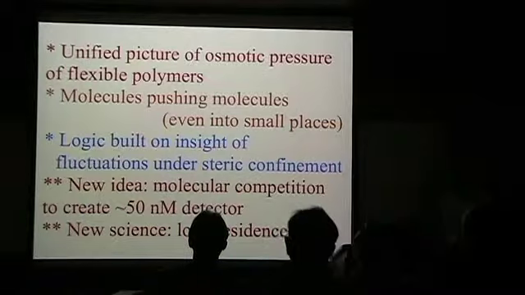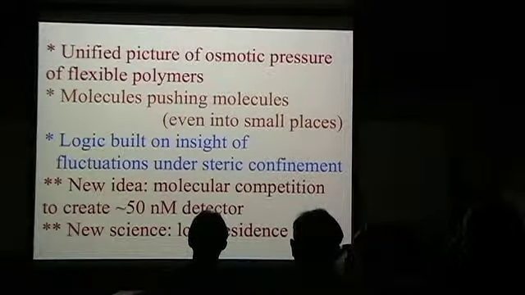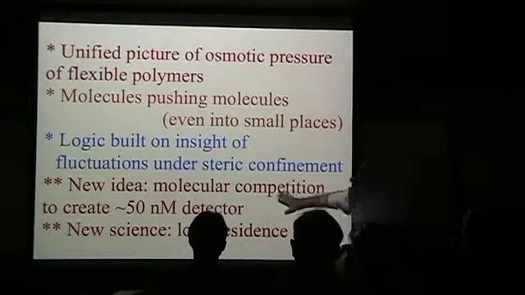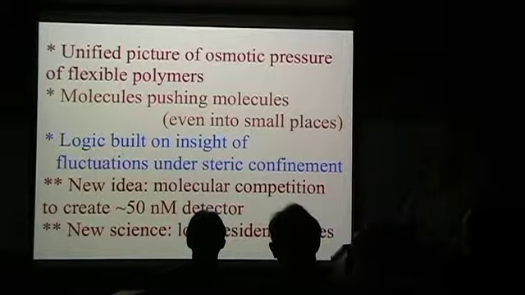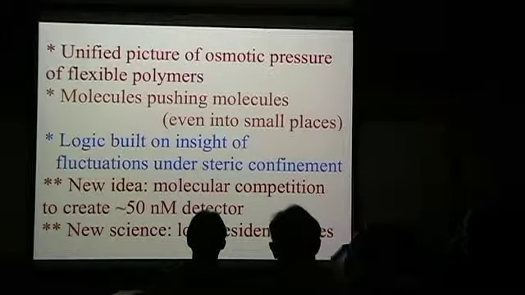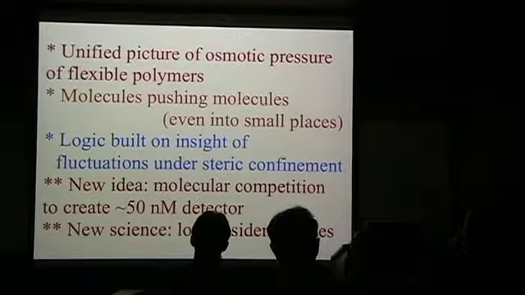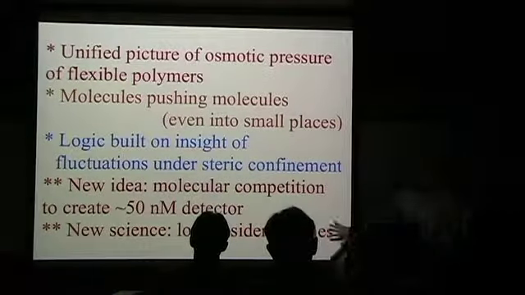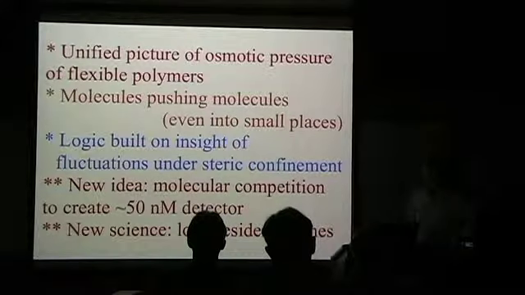One is this unified picture of osmotic pressure, pushing molecules, fluctuations, and then this idea that we're aiming to get 50 nanomolar detectors just by making channels that can sometimes allow something in there, but creating conditions that drive them in. So we think that we have a good chance of creating a physics of long residence times and also making some neat stuff. So I think that does it.